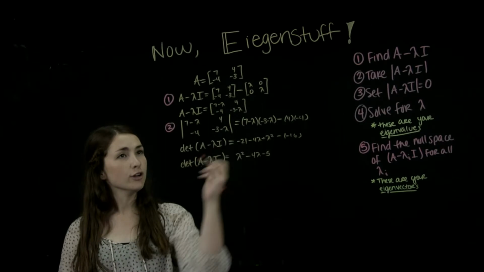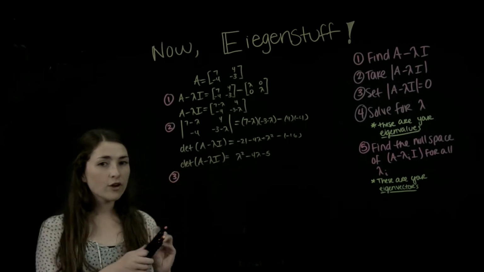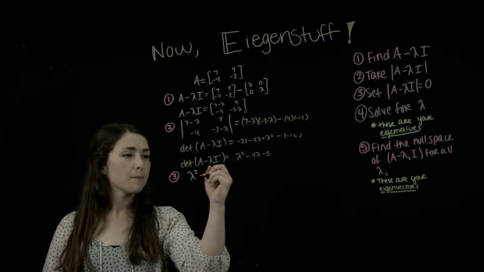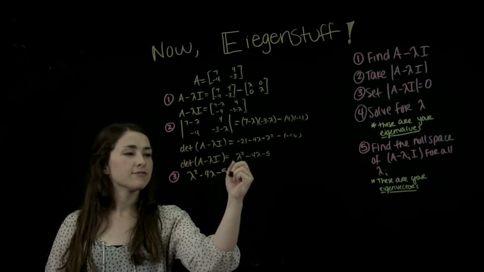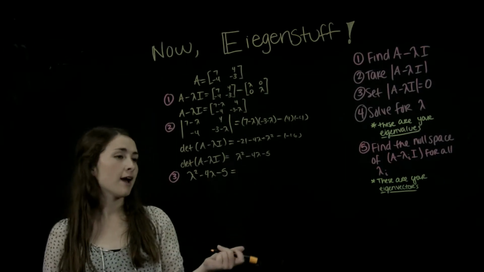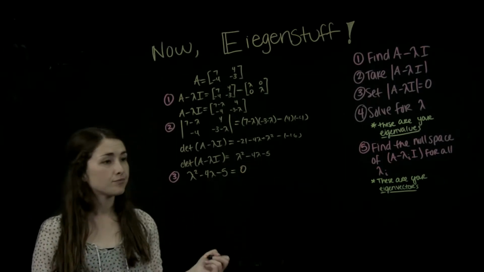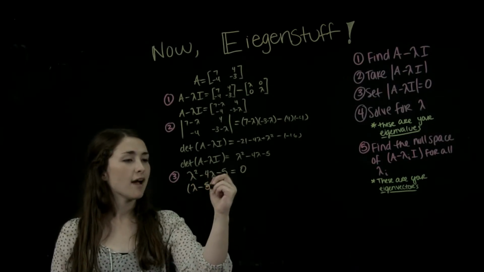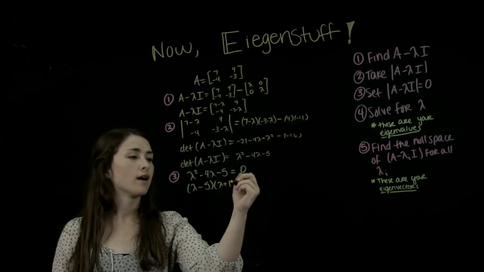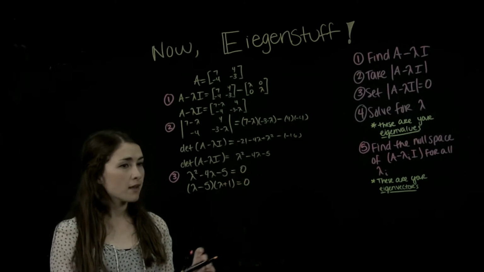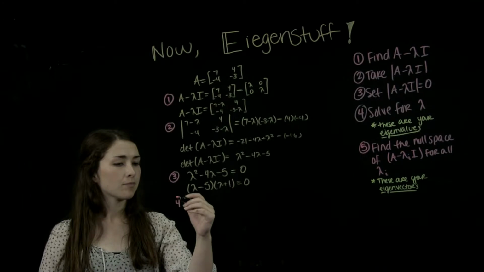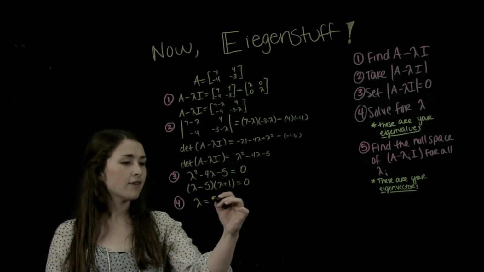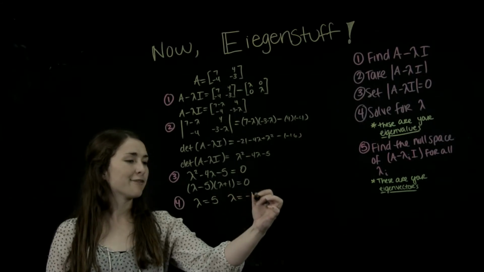And then for our third step, we are going to set this equal to 0. So we're going to have lambda squared minus 4 lambda minus 5, which is our determinant of A minus lambda I. We set that equal to 0. So then when we factor, we will have lambda minus 5 and lambda plus 1 equals 0. So now for our fourth step, solve for lambda, we're going to see that lambda equals 5 and lambda equals negative 1.